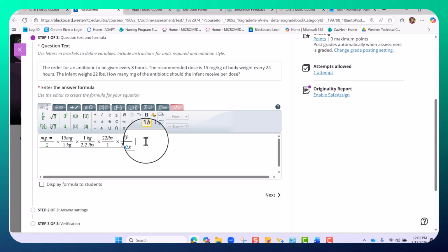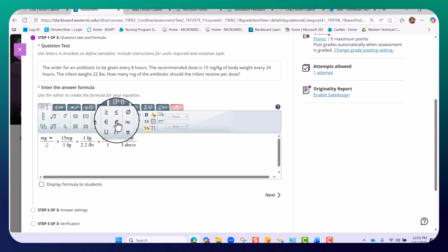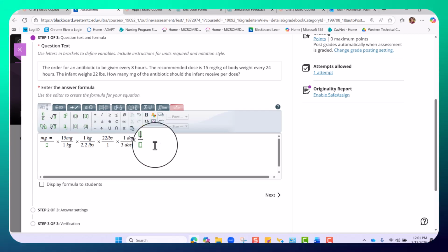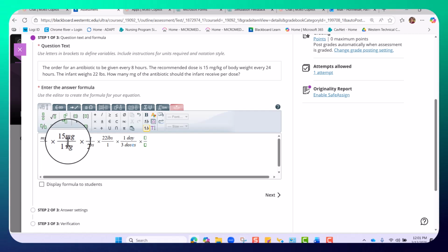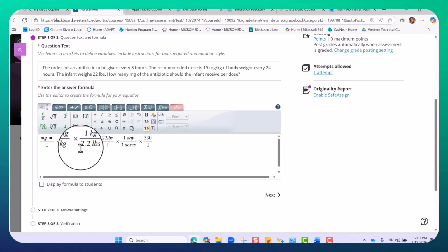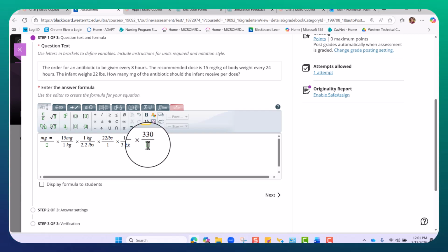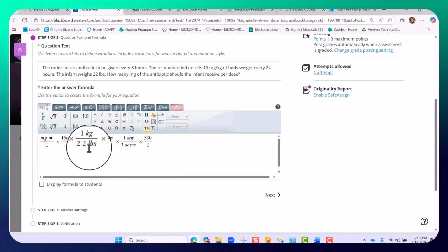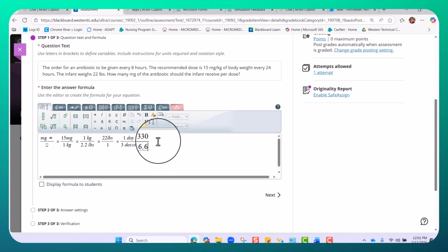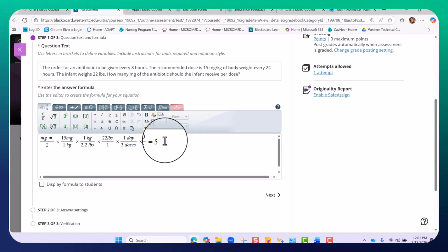Okay, so then they're going to do their multiplication and they're instructed to multiply all of your numerators together. That's 15 times 1 times 22 times 1, which will give you 330. And then they could divide each denominator into the 330, but because of the lack of skill, we tell them just multiply all your denominators together, which will give them 6.6. And then they divide those two numbers, the 330 by the 6.6, which is going to give them 50.